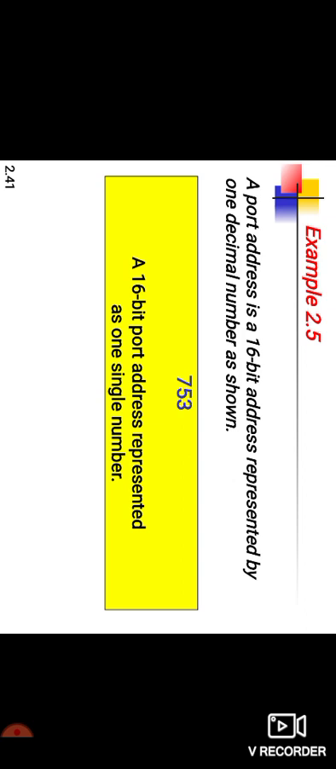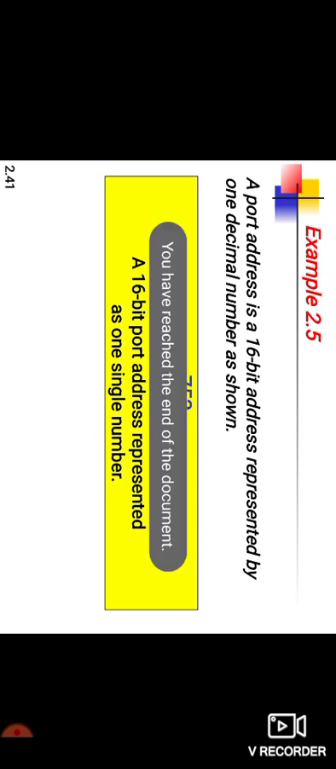Then the port address is a 16-bit address represented by one decimal number. That is, a 16-bit port address represented as a single number, for example 753.